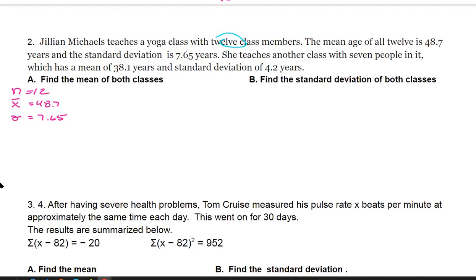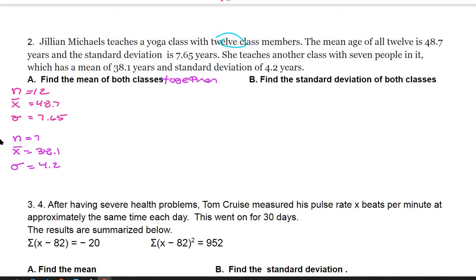Now there's another class, and it's got 7 people in it. So let's say n is equal to 7, and then the mean is equal to 38.1, and the standard deviation is equal to 4.2. All right, so now what I've got to do is figure out the mean of both classes together. And because we know both classes, this really should say together.